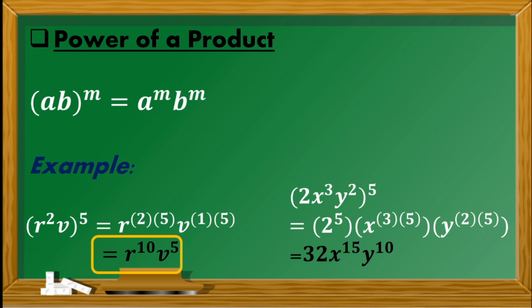So, gawin lang natin ulit. Si 2 ay 5 times nating i-multiply. 2 times 2 times 2 times 2 times 2 is equal to 32. And then, yung exponent ni x, which is 3 times 5, 15. And then, exponent ni y, 2 times 5 is 10. And that is our final answer.